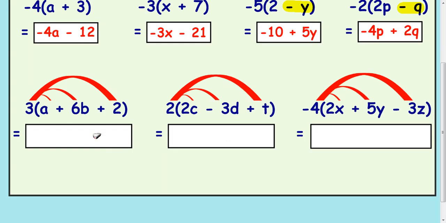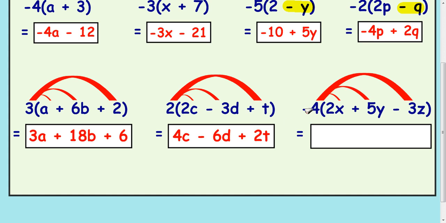Now, we can also multiply 3 terms by a number in front. So if we look at this, we've got 3 times a, plus 6 times 3, which is 18b, plus 3 times 2, which is 6. Same idea here, 2 times 2 is 4c, 2 times negative 3 is negative 6, so take away 6t, and 2 times t is 2t.